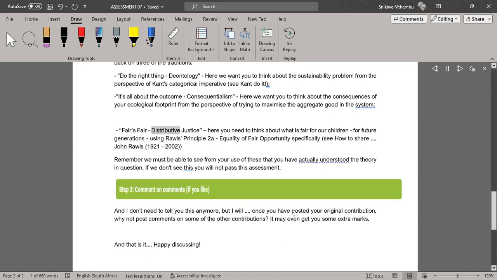Fair's fair, distributive justice. Here you need to think about what is fair for our children, for future generations, using Rawls' principle 2a, equality of fair opportunity specifically, see how to share. John Rawls, 1921–2002. Remember, we must be able to see from your use of these that you have actually understood the theory in question. If we don't see this, you will not pass this assessment.